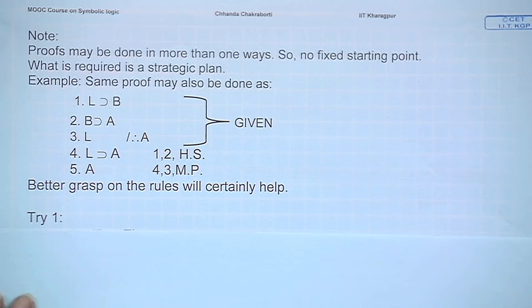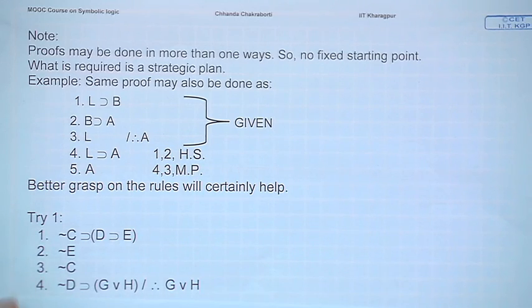Shall we try a new problem together? So, here is a given argument. Can you construct a formal proof of validity? This one has 4 premises and here is the conclusion, G wedge H. What is the first point? This is already set up like so. You are going to add new lines here.